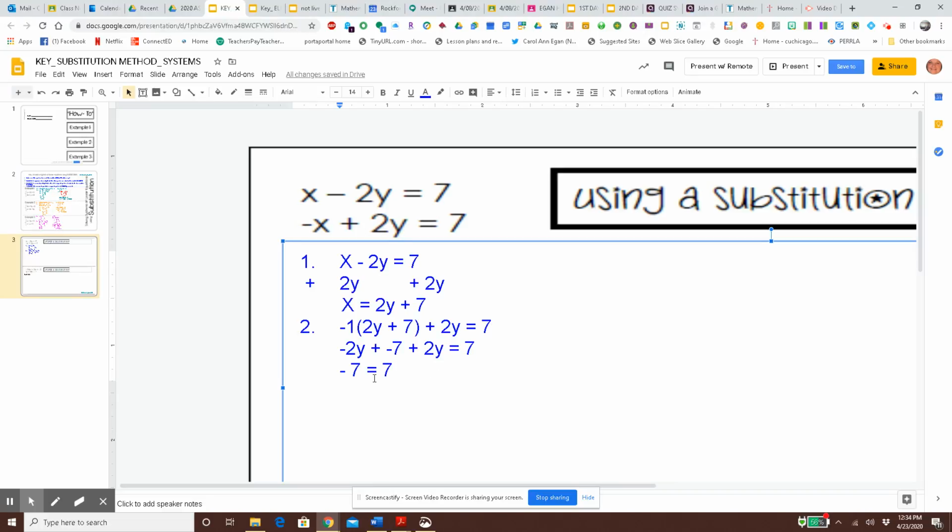Is that true? Well, if you think it is, how about I just owe you $7 and you can give me $7 and we'll call it even, right? Because this is a false statement.